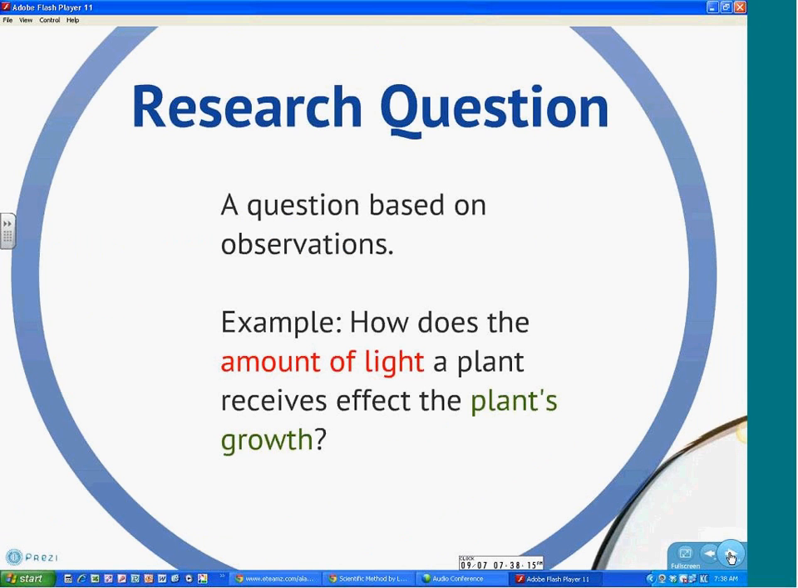This leads us to a research question. So, for example, we may be doing an experiment with plants. How does the amount of light a plant gets affect how a plant grows? That's what we're going to try to figure out, something we don't know the answer to.